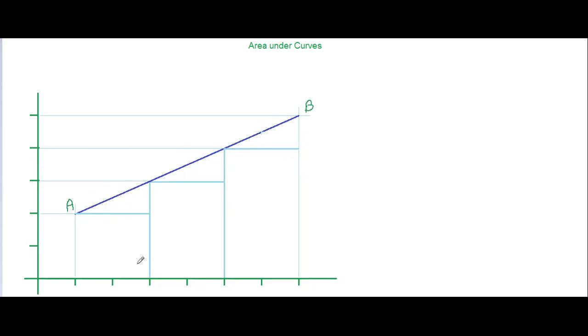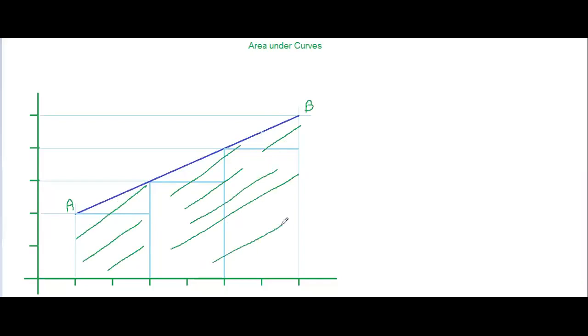What do I mean by area under curves? In curves, straight lines are also included in general. The AB is a straight line. The area under curve AB means this area, up to the x-axis. This area we have to find.